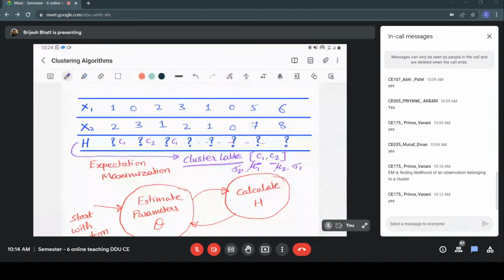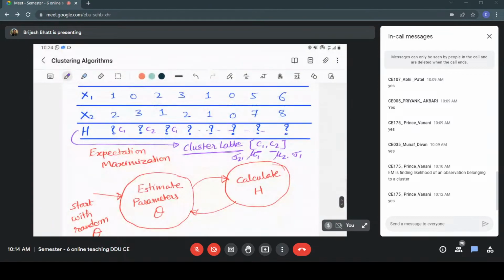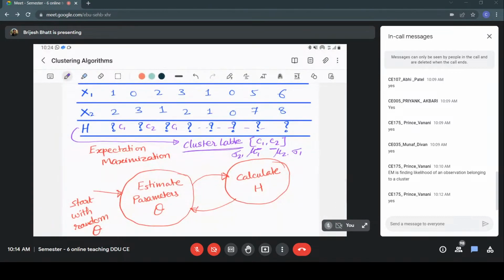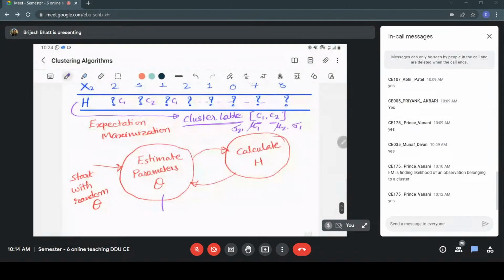So initially start with two assignments, C1, C2. That is your initial estimate of the parameters. Based on your initial estimate of the parameters, assign a cluster to every data point, that is, calculate H. So this is the initial cluster head.